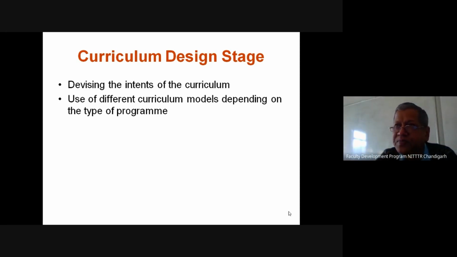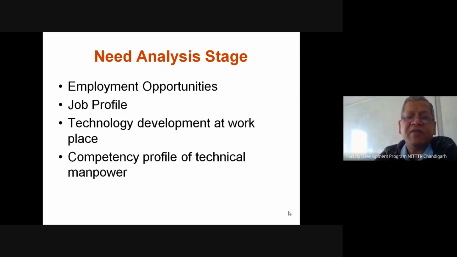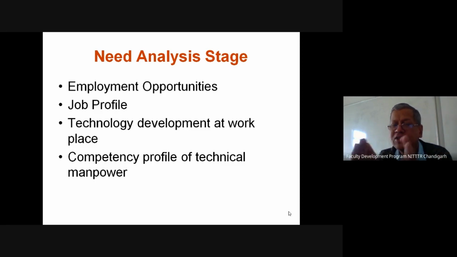What would be the output of the first stage? Similarly, for the first stage also there is some outcome. After the first stage, what is the outcome? We collect information by interacting with the people from industry and with the client. We come to know what are the employment avenues for a particular program, what is the job profile, what are the technological advances, what is the competency profile. All those things are collected together, and we make a handout, and that we keep for our own purpose to further develop the curriculum design. That is called a handout.